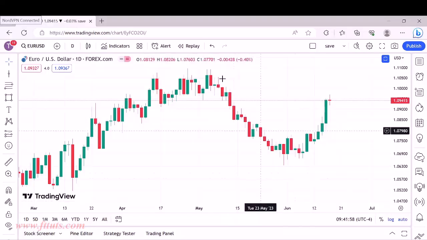So that's what you want to see when something is operating within a bearish market structure. You want to see it consistently putting in lower highs, consistently tagging the lows. That's what you want to see.